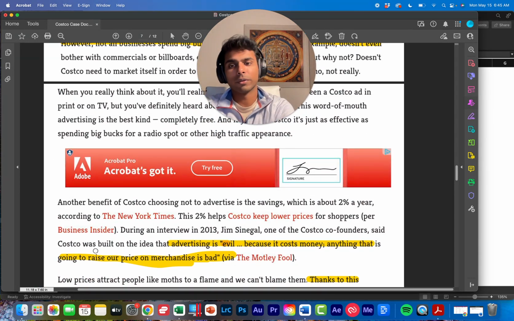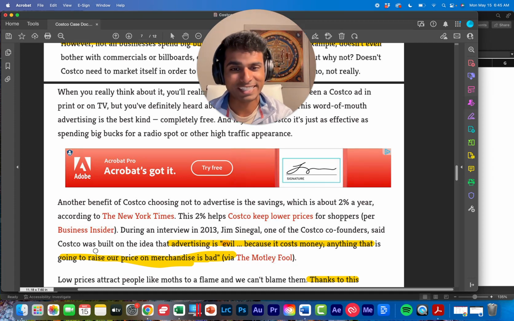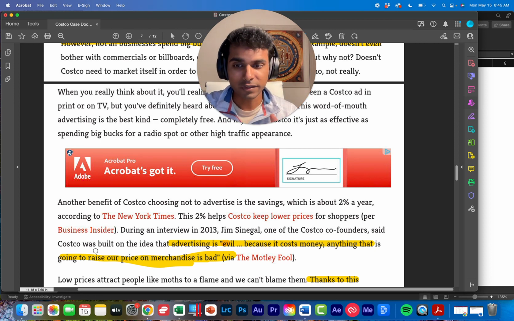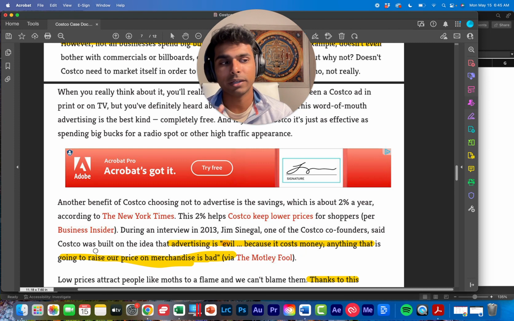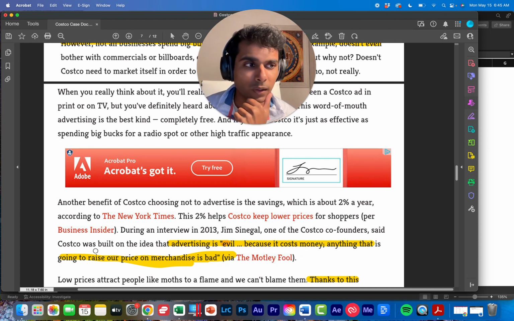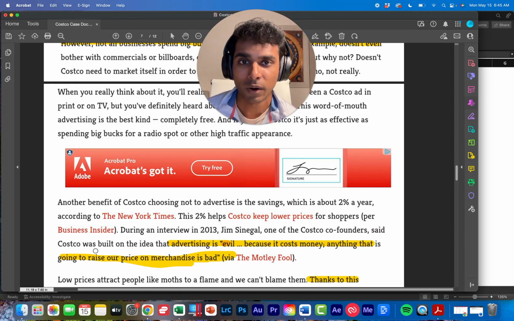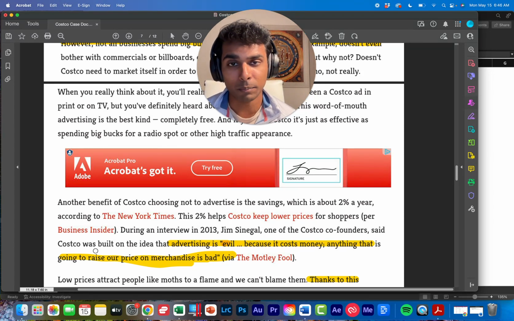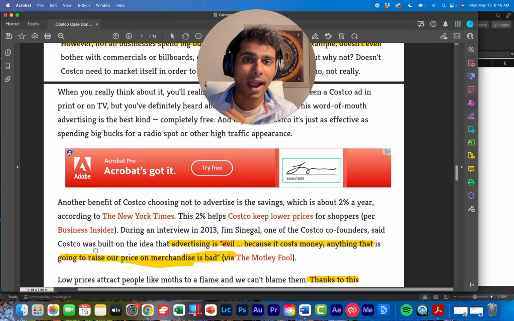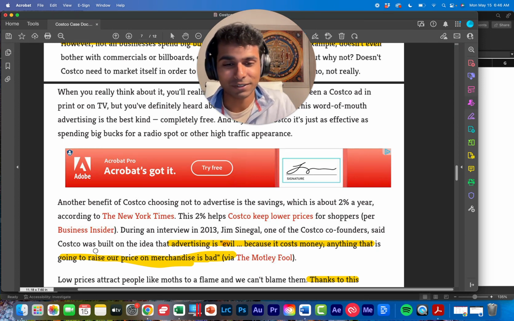So this is a cultural thing. Jim Senegal thinks that advertising is evil because it costs money, and everything that raises costs is going to have to be borne out by the consumer through higher prices. So this is a really nice little anecdotal signal that shows you the culture of Costco. What they are obsessed about is providing the lowest price to customers. Most businesses aren't like that. Most businesses are trying to extract as much value from their customers.